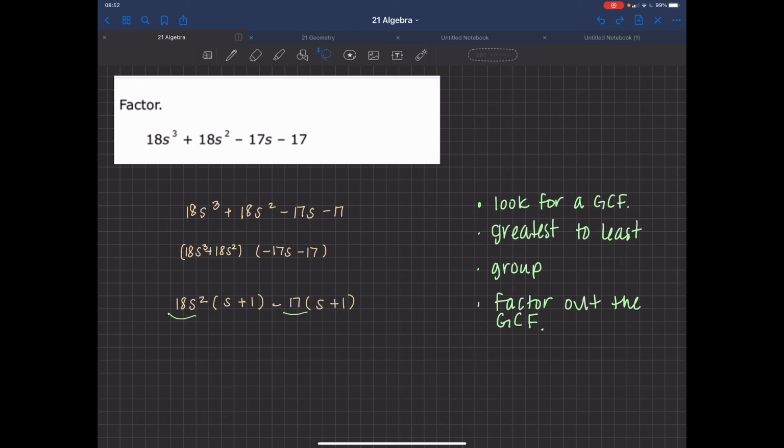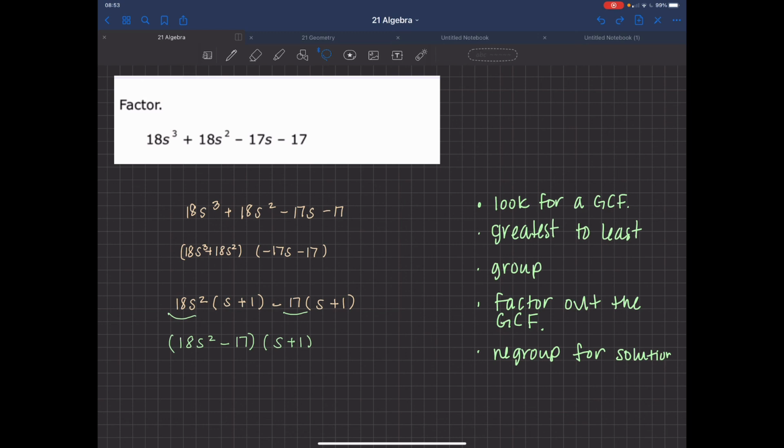In the first set, it's 18s squared, so I'm left with s plus 1. In the second set, it's negative 17. So you factor out that negative, and it turns that negative 17 into a positive. So my new group for the solution is going to be 18s squared minus 17, and then s plus 1.